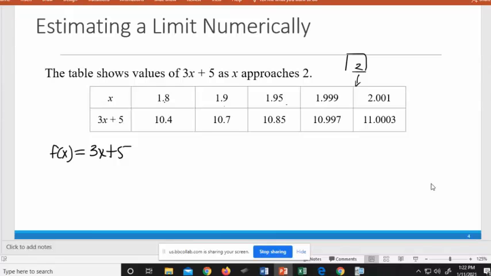Okay, so another notation, another way to write this answer, we could have said the limit, not of just f of x, but put the formula in, 3x plus 5 as x approaches 2 is equal to 11.